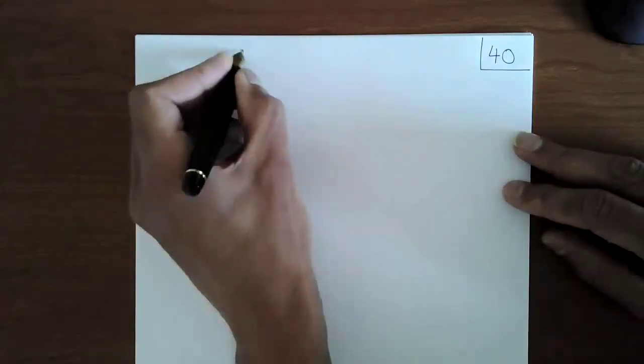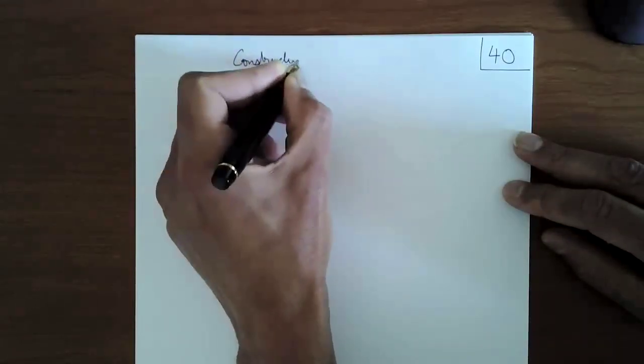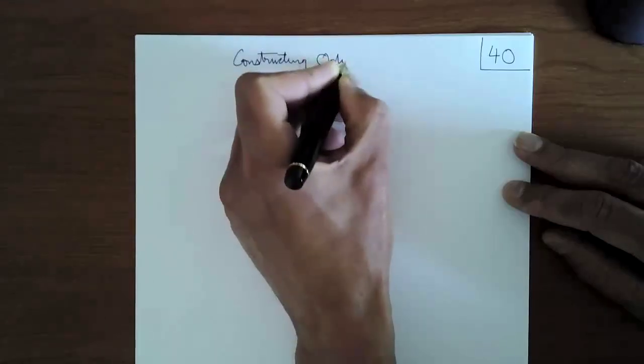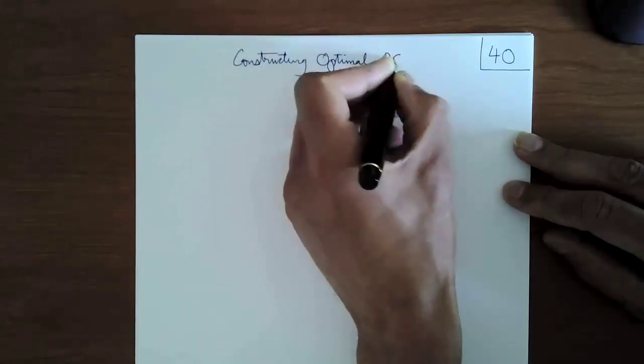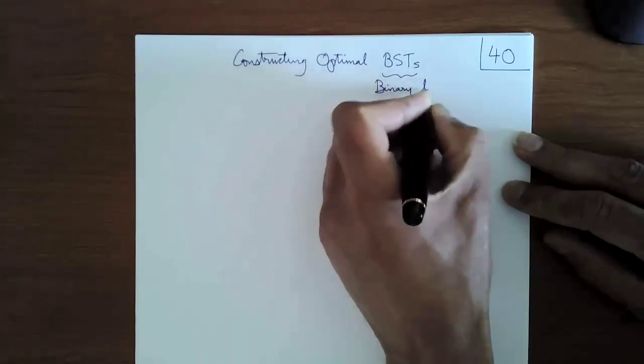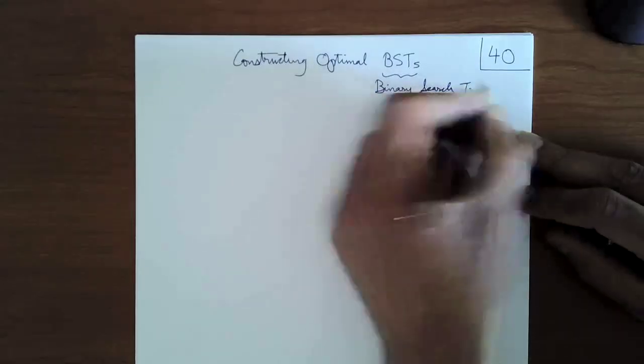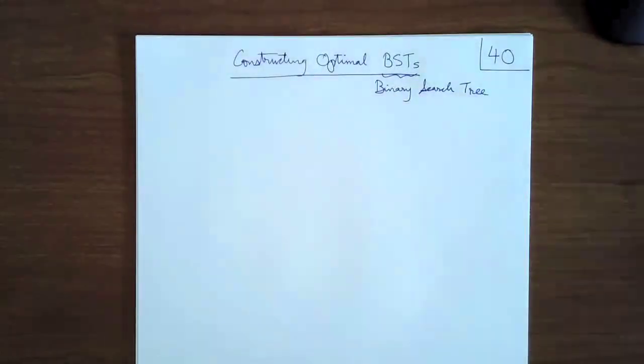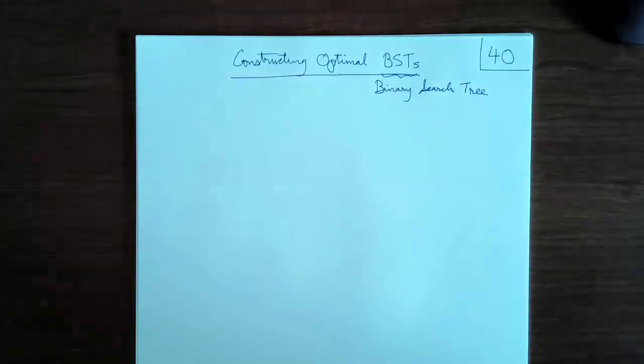And so this one is actually a little bit more complex, so I think it's a nice example to go over. And this is what's called constructing optimal BSTs, and this is a binary search tree. Okay, so let me give an explanation of this.